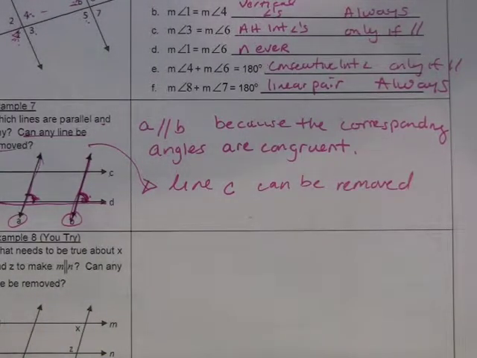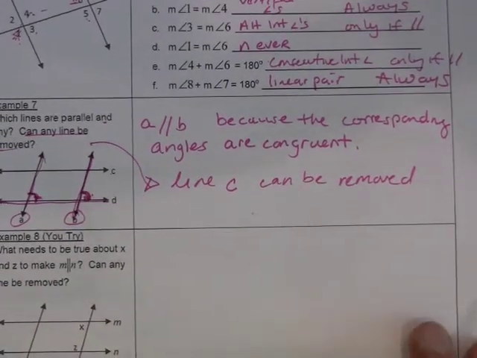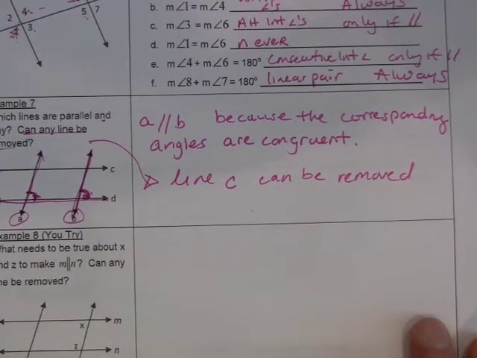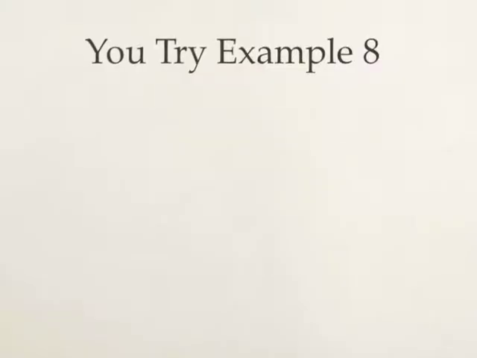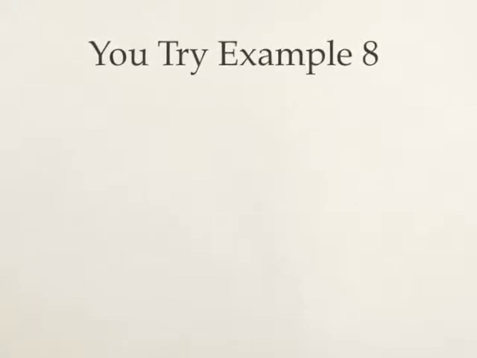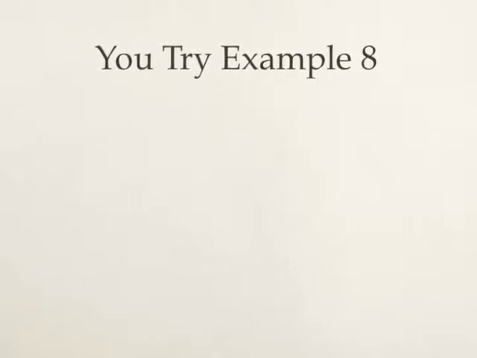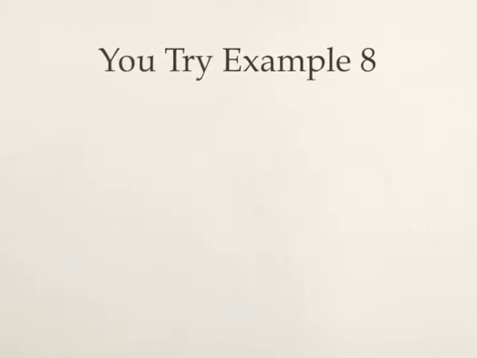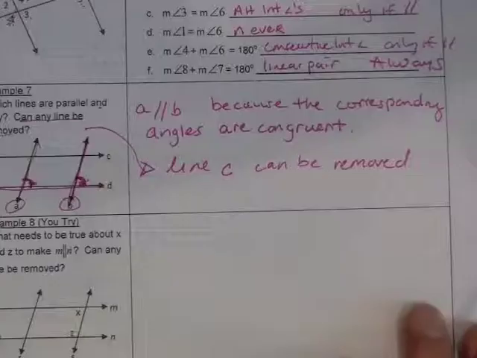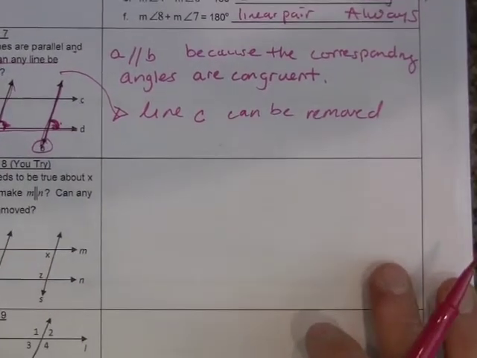So you're going to try example 8 right now, so I'll give you a minute to try that one. You need to identify what needs to be true about x and z to make the lines parallel, and see if you can remove one of the lines. I'll give you a minute for that.